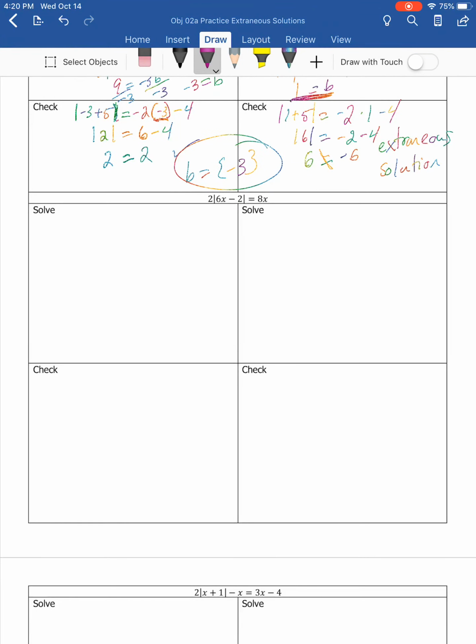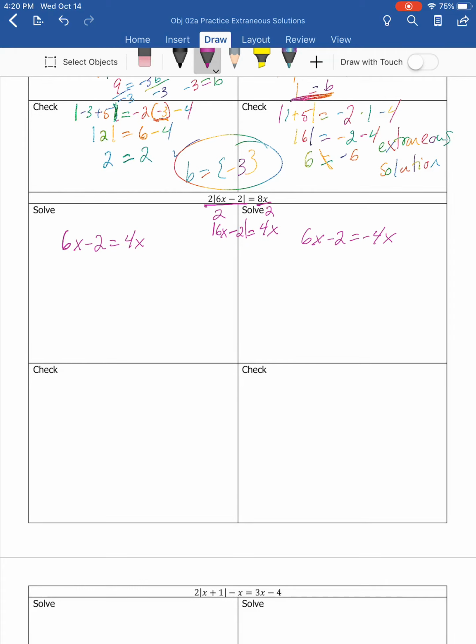Okay, so before I solve, and I should have left a little bit of space here, but before I solve, so I'm just going to do that up here, I need to get rid of this 2. And so what I have to do is I have to divide each side by 2. So this is going to be the absolute value of 6x minus 2 is equal to 4x. Okay, once I'm done doing that, then I'll solve it twice. This is either 6x minus 2 is equal to positive 4x, or 6x minus 2 is equal to negative 4x.